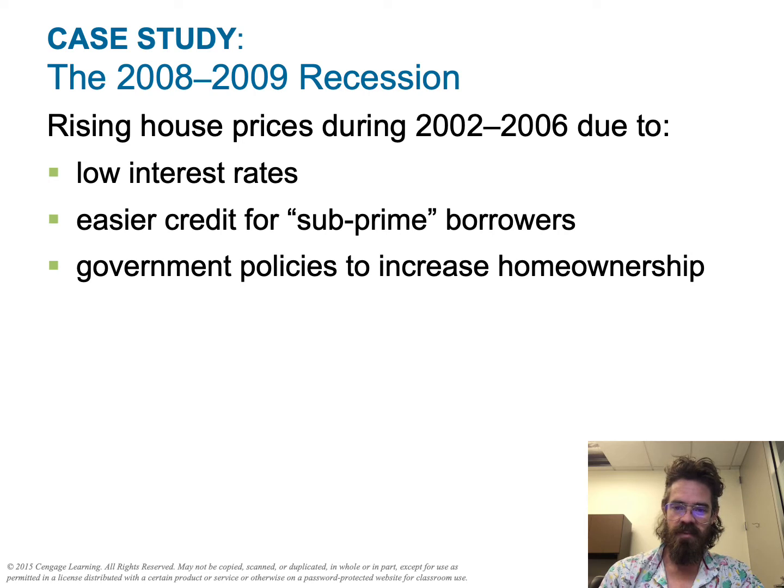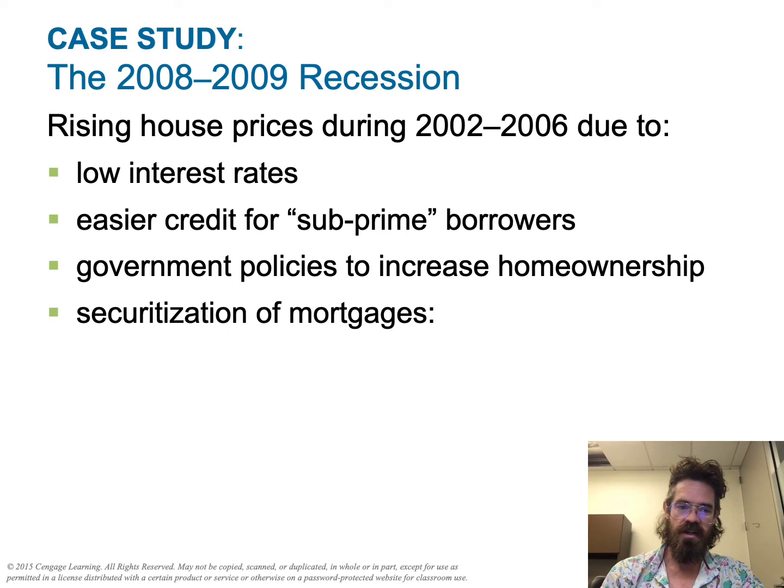And then the real fuse in the powder keg was known as the securitization of mortgages. A mortgage is just a loan on a house, and securitization of that just means that a bank would take a bunch of mortgages and bundle them together into what's called a security. It's basically an asset that you can buy for investment purposes. Basically the idea is that if you bought one of these securitized mortgages, you were basically buying a bundle of home loans.